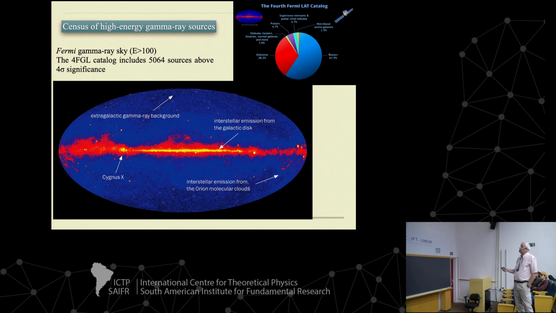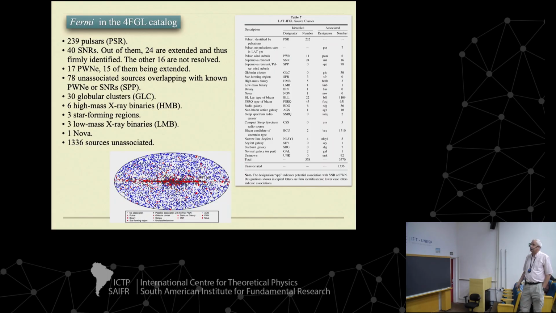So yesterday I also presented this pie chart. Almost 62% of the sources detected by Fermi are extragalactic, blazars. But among the galactic sources, we have supernova remnants, pulsar wind nebulae, pulsars, globular clusters, and binary systems, for instance, with a compact object, black hole or neutron star, or even binary systems formed by two massive stars. So today we are going to have a look at those sources.